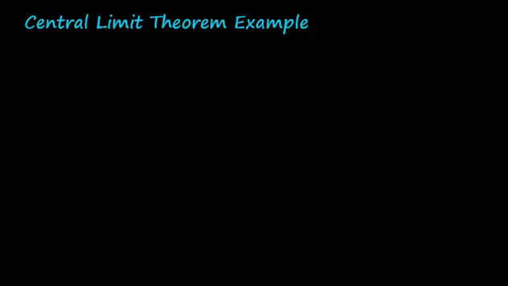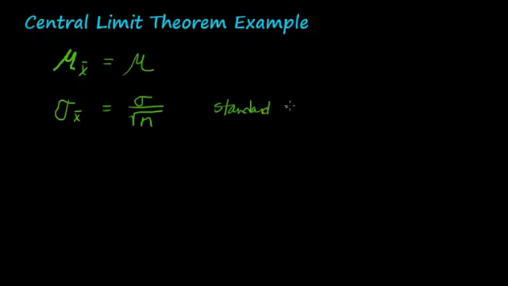Now let's look at an example involving the central limit theorem. Let's recall our notation for the sampling distribution of a sample mean. We had that the mean of the sample means is the same thing as the mean of the population, and the standard deviation of the sample means is equal to the standard deviation of the population divided by the square root of the sample size. And this had a special name, the standard error of the mean.